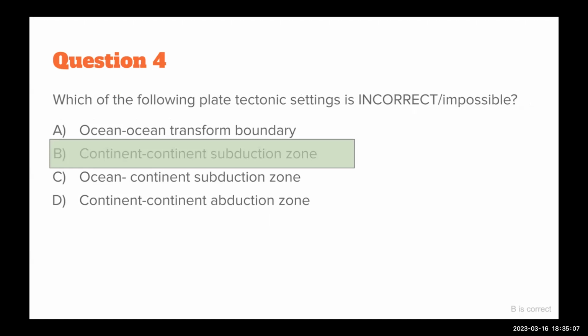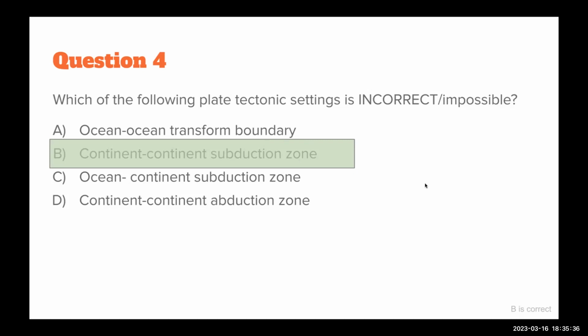Continent-continent collision zones. Yes, the Himalayas, for example. Now, what about this one? Continent subduction zone. No, that has never happened. Continent can never be subducted because it's too buoyant. It wants to float. It can never go under, no matter how old it is. That's just because generally all of the continents have the same age.